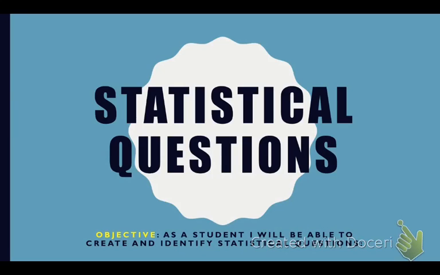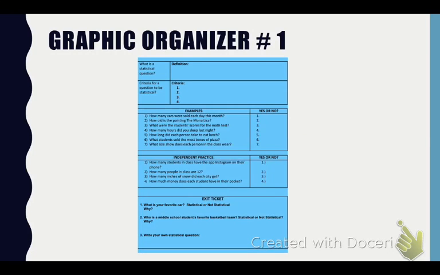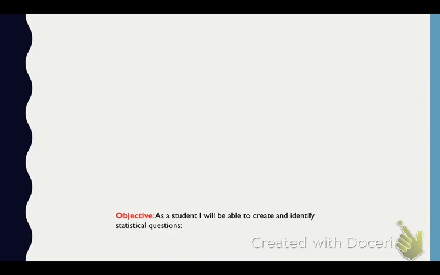What you need to be able to do is tell me, is a question statistical or not statistical? And we're going to get started on that. You're going to need graphic organizer number 1. We will go through this entire graphic organizer, and there is an exit ticket at the bottom. We're going to move on again.